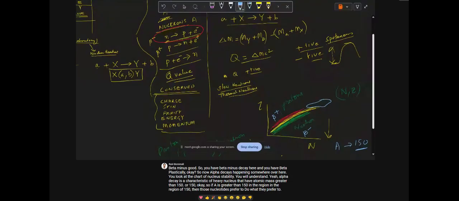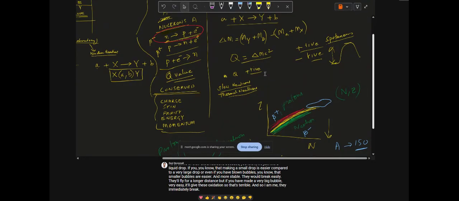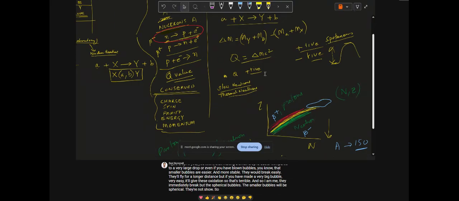They prefer to get rid of some of their extra nucleons, because it's just like a liquid drop. Making a small drop is easier compared to a very large drop. Even if you have blown bubbles, you know that smaller bubbles are easier and more stable. They won't break easily, they'll fly for a longer distance. But if you have made a very big bubble, very easily it will show these oscillations. With even a little turbulence in the air, they'll immediately break. But the smaller bubbles will be spherical. They'll not show so many oscillations. Similar parallels are there with nuclei also.